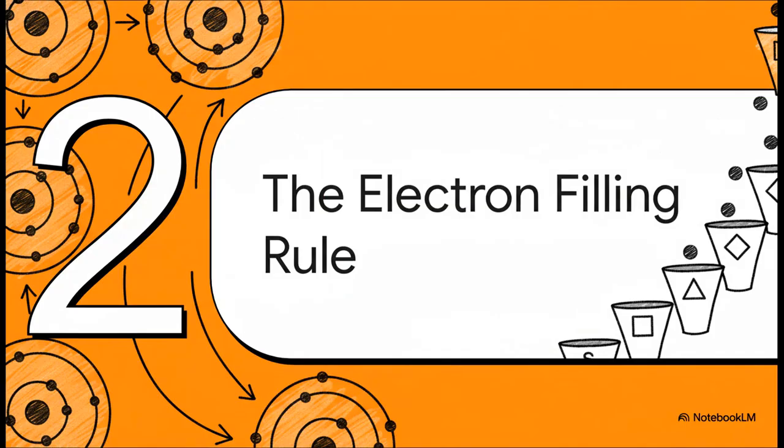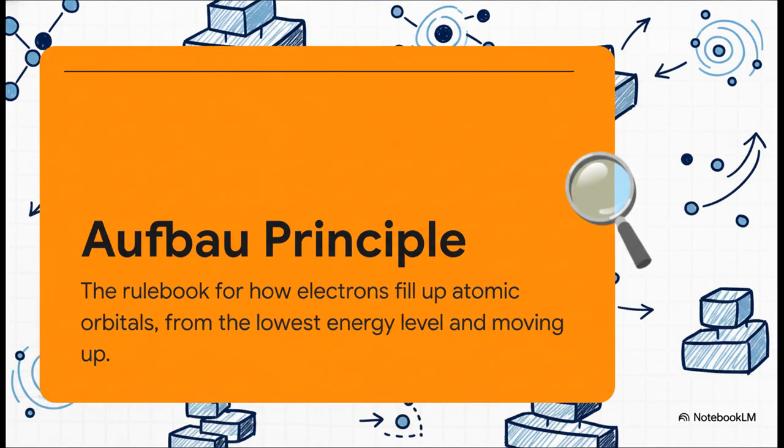Okay, so we've got the rooms, the shells and subshells. But how do electrons decide where to go? Is it just a total free-for-all? Nope. There's a very specific, totally predictable order they have to follow. This rulebook has a name. It's called the Aufbau principle. It's a German word that basically means building up. And that's exactly what it tells us to do. You always fill the room with the lowest energy first, and only then do you move up to the next one. It's our instruction manual for building any element in existence.